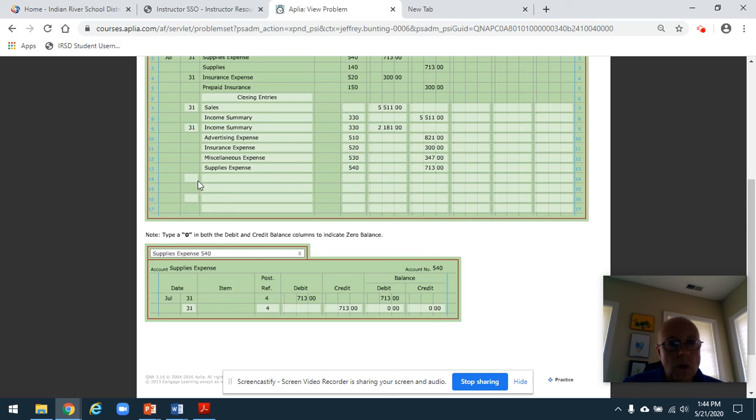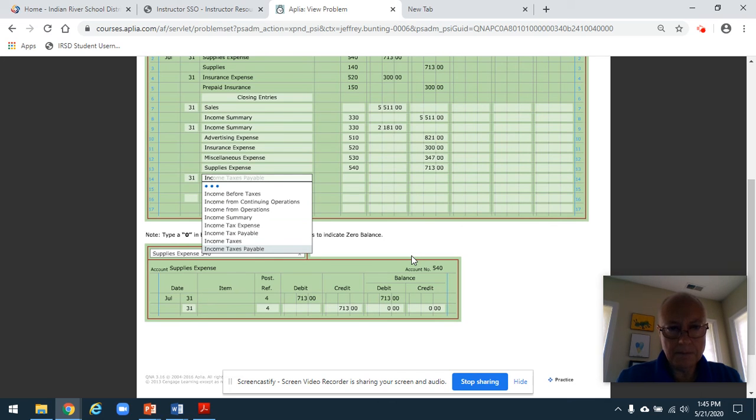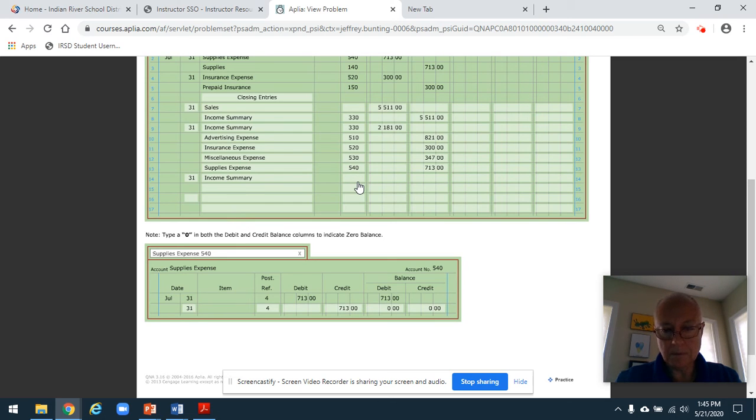All right, so finally, step 3. What we are now going to do is we're going to put the income summary again here. And the 31st income summary, 3330. Okay. And then our Darlene Wong capital.